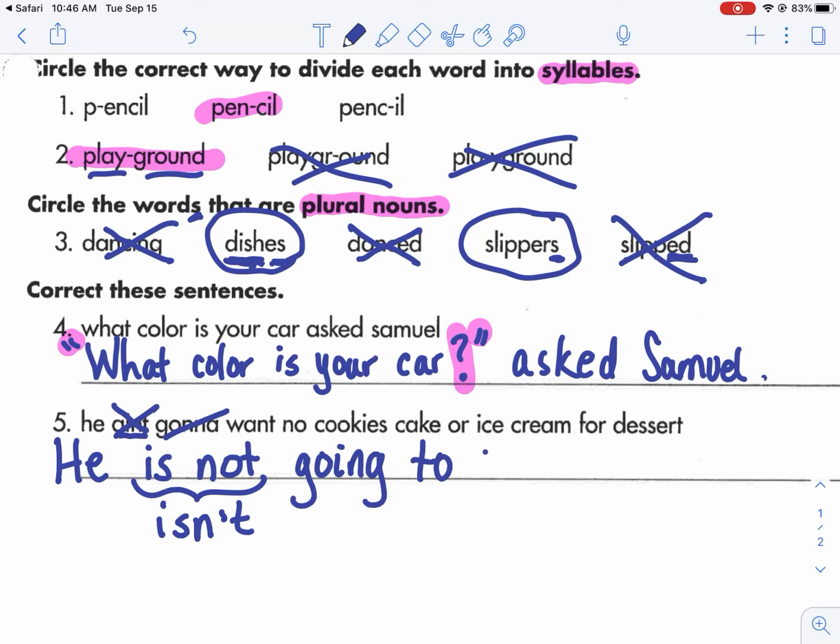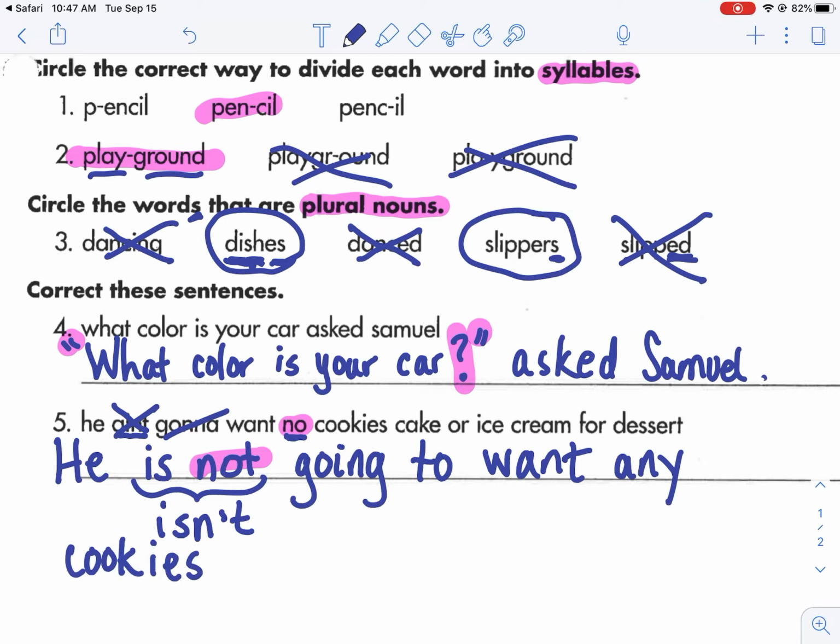He is not going to want no cookies, cake, or ice cream for dessert. Well, since we already have the word not, we do not want to use the word no. That's too many negatives. It's called a double negative. We don't want to do that. So we have to change the word no to a positive word, any. He is not going to want any, I'm just going to continue down here, cookies.